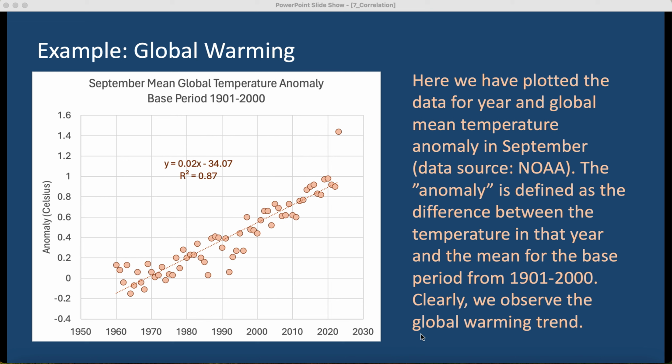So on the y-axis of this graph, we have the temperature anomaly, and then on the x-axis we have the year. And as you can see, the temperature has grown. Starting out in like the 1960s, the temperature anomaly was right around 0, and then it has grown over time. Currently, we're about 1.4-ish degrees Celsius above the 1901 to 2000 mean value.